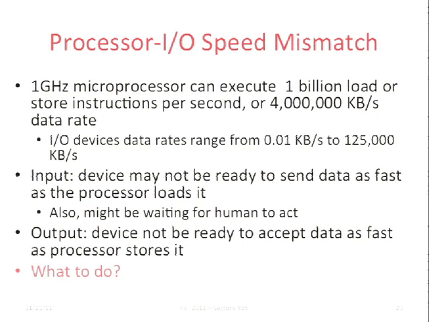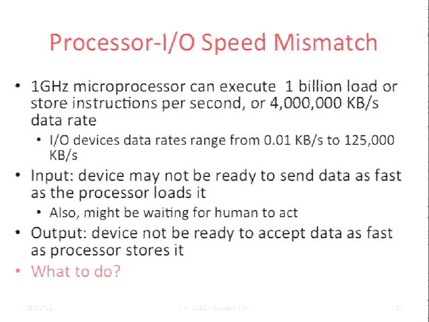But another problem is this processor I.O. speed mismatch. And remember, processors run really, really fast. So if you had a machine that could execute 1 billion load or store instructions per second, so that's 4 million, had to get my orders of magnitude straight. So if you're doing that 4 bytes at a time, that's 4 million kilobytes a second, okay, which is really fast. That's faster than our fastest I.O. devices.